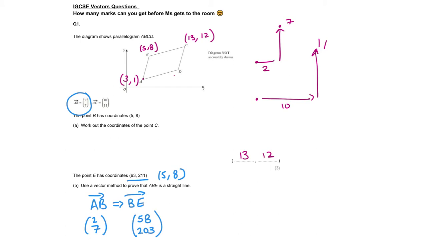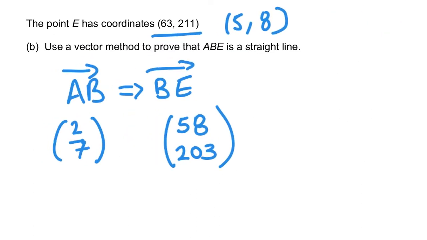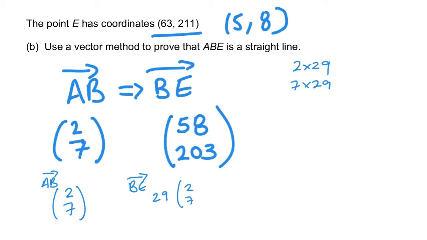Okay, so what we actually see, I'm just going to bring this here closer, is that 58 can be written as 2 times 29, and 203, believe it or not, can be written as 7 times 29. So we can see they both share a common factor, 2 and 7. So I can say AB is (2, 7), yeah? And BE is 29 lots of (2, 7). They're parallel lines because one is a scalar multiple of the other, yeah? One is a multiple of the other. They both contain 2 7s.